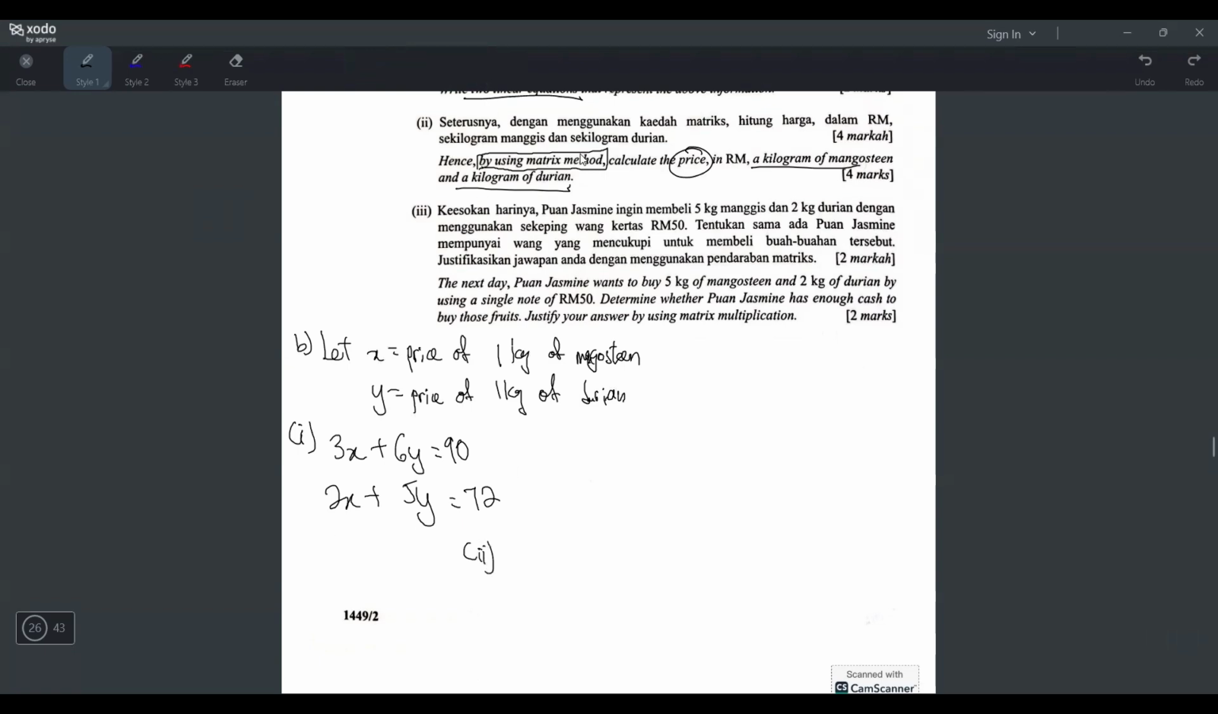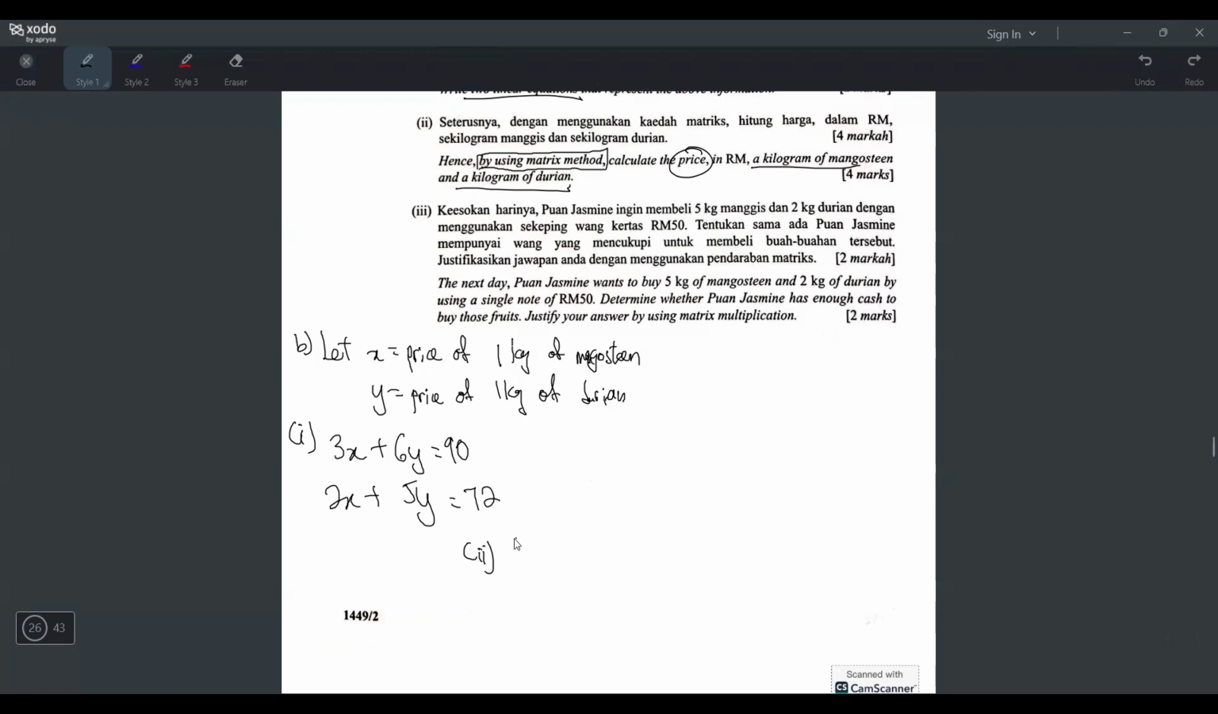Okay, they say hence by using matrix method calculate the price in RM a kilogram mangosteen and a kilogram durian. Means cari XY lah. So sekarang you faham kenapa saya cakap jadikan you punya final answer jadikan dia XY. You faham kan? Because if they want you to find that, it means you are finding XY. Okay, so sekarang apa saya buat? Saya kena tulis dalam matrix method lah.